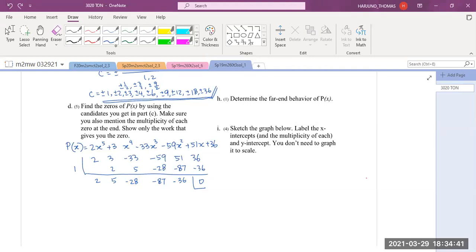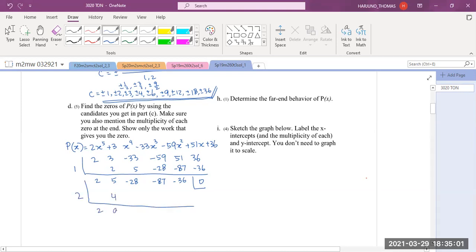And what should I do from here? I don't know, just do something. Staring at that will not help, right? So let me try. I will just use a blue pen, by the way. If it doesn't work, I will erase them. So let me try 2. Will 2 work? No, it doesn't.